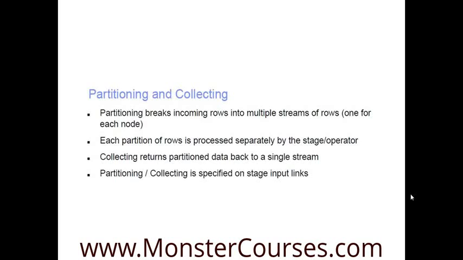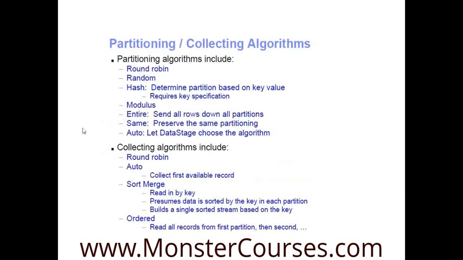Yes. These are all the partitioning algorithms: round robin, random, hash, modulus, entire, same, and auto. Auto is nothing but, as I said, IBM provides this partitioning mechanism. When we use this, by default it will be auto. Unless we know the volume of the data and the type of operations we are doing, we need not change it. When we know all these things, then we can set the partitioning algorithm on our own. Otherwise, we can just leave it as auto, so that the engine takes care of these things.